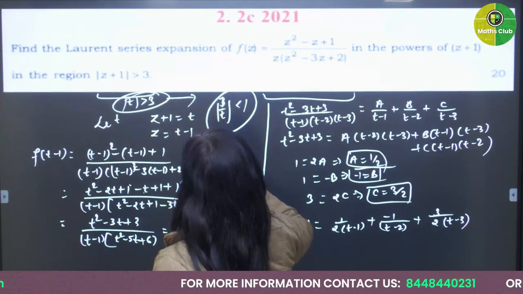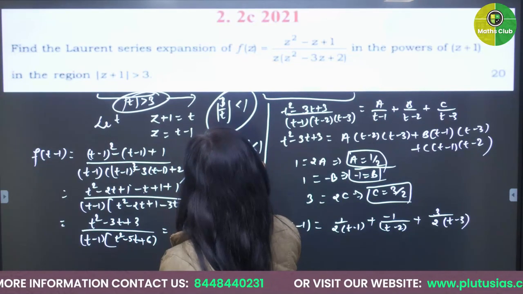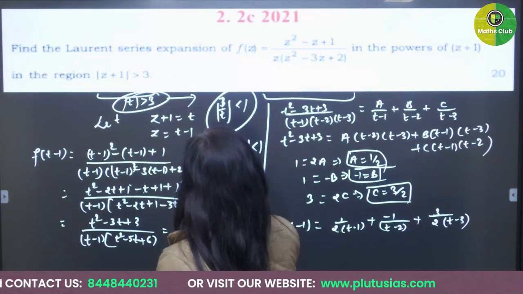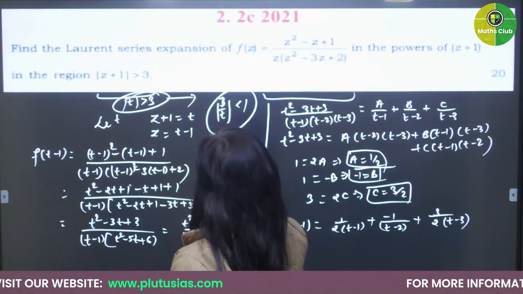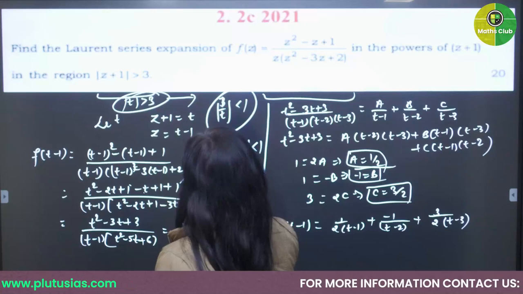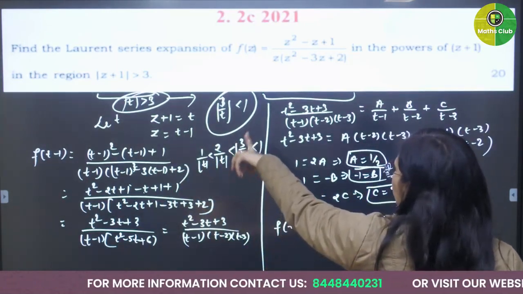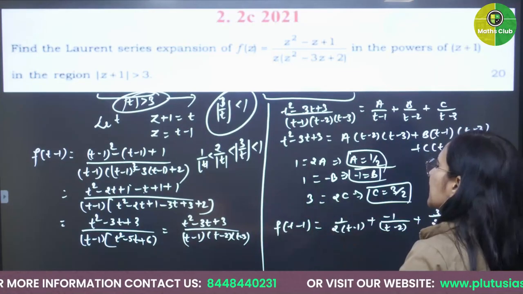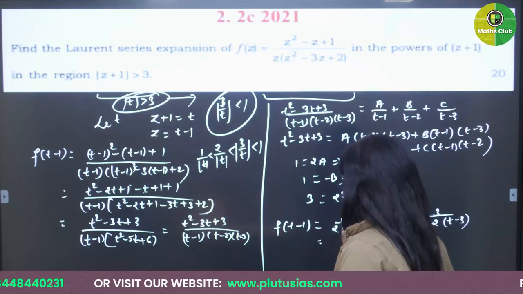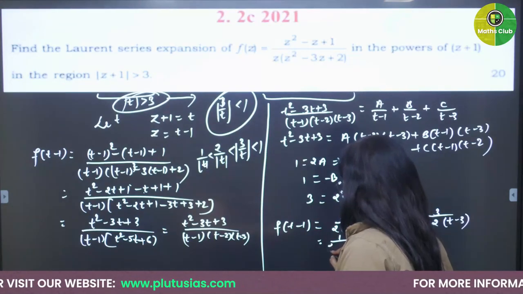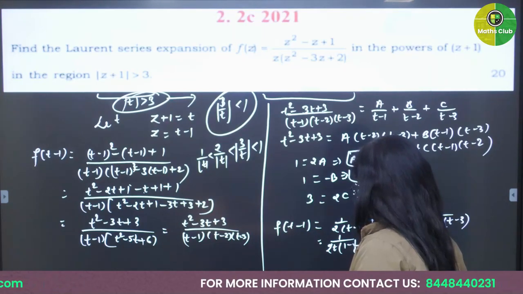And since 3 by t is less than 1, you can easily say 2 by t is less than 1, mod obviously, and then you can say again 1 by t is less than 1. So you have to expand now in the form of 1 by t, 2 by t, 3 by t, only then you can expand. So instead of taking 1 common from here, what will we do? We will take t common, so that you can convert this into the form 1 by t.